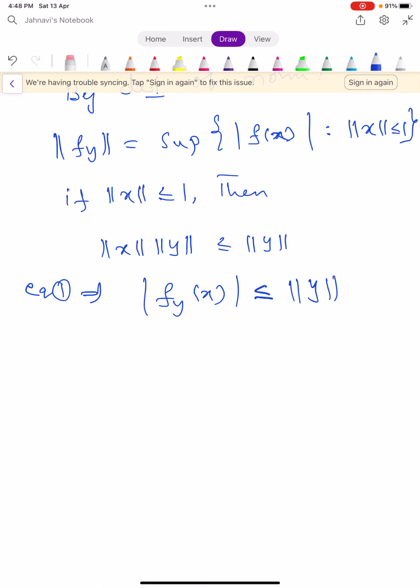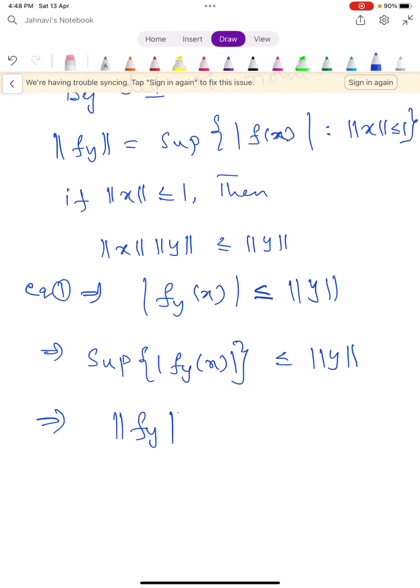Here, |f_y(x)| is less than or equal to ||y||. So now taking the supremum on both sides, the supremum of |f_y(x)| is less than or equal to ||y||. So we conclude that ||f_y|| is less than or equal to ||y||. Let it be equation number 2.